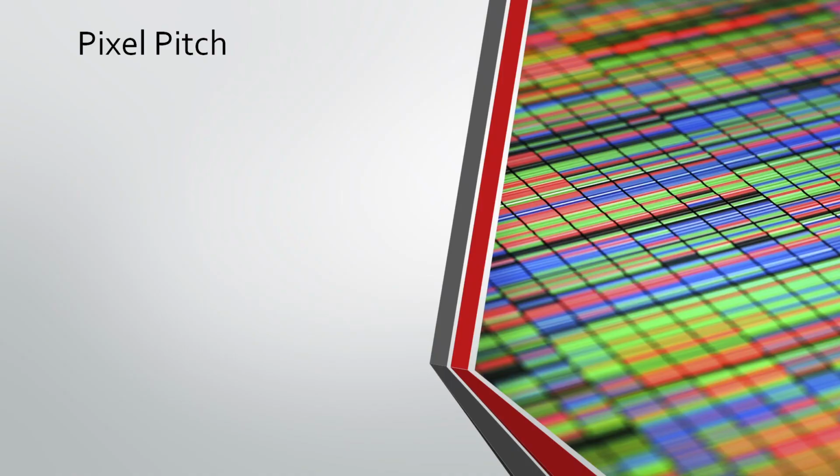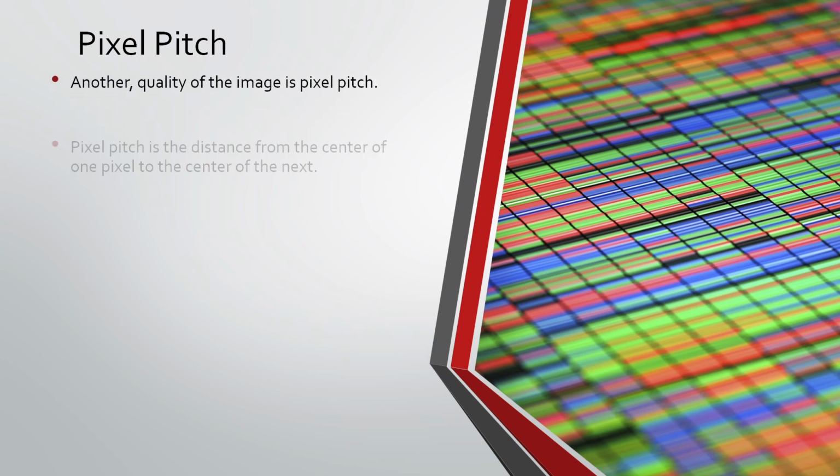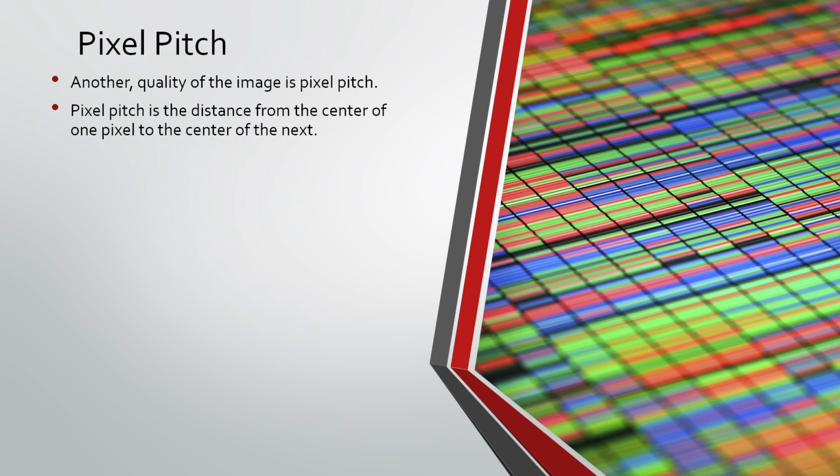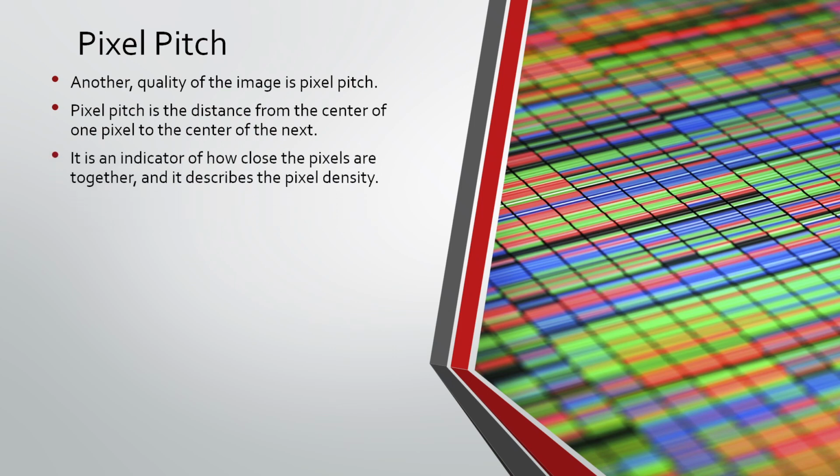So now we'll talk about another quality that describes the matrix and pixels. It's called pixel pitch. Pixel pitch is the distance from the center of one pixel to the center of the next pixel. It indicates how close the pixels are together, and it describes the pixel density.